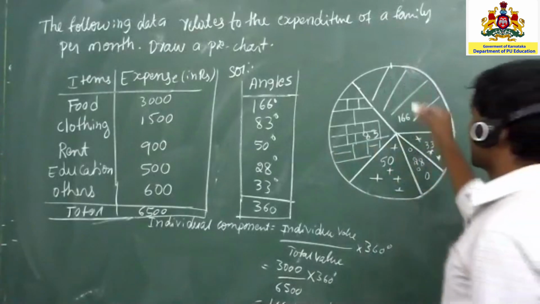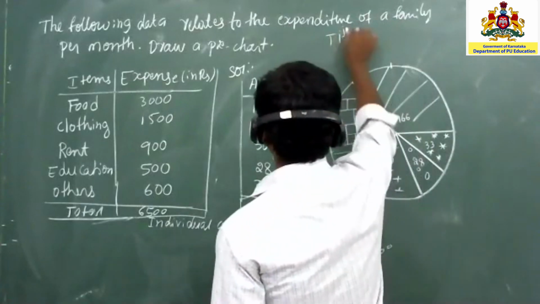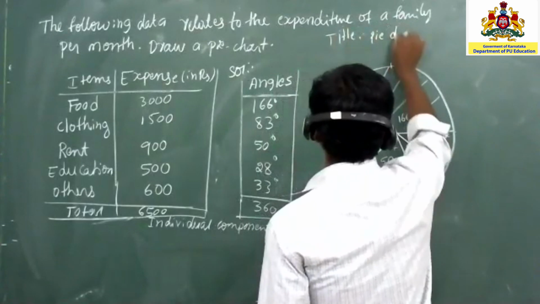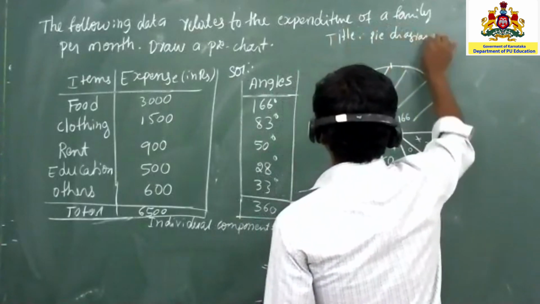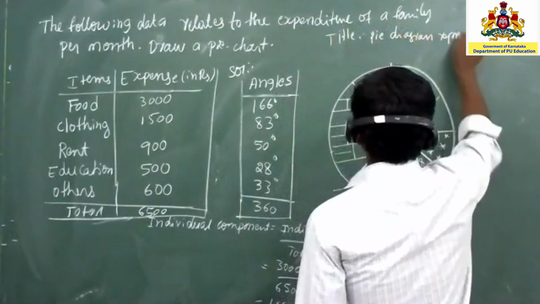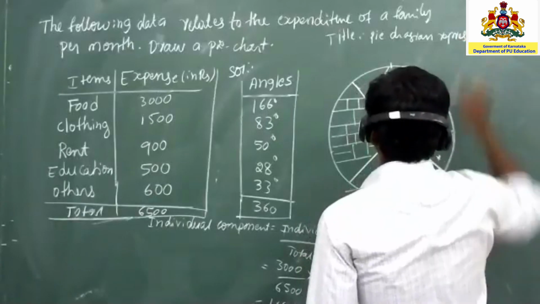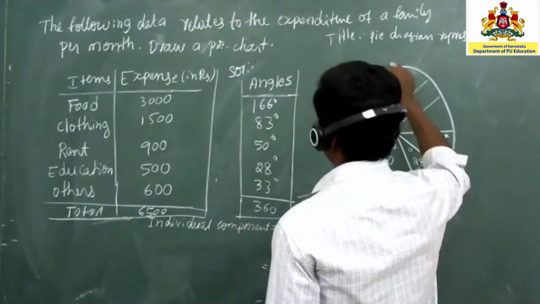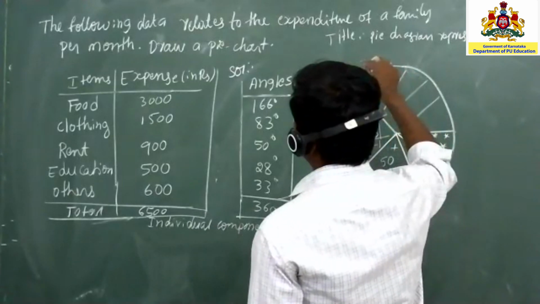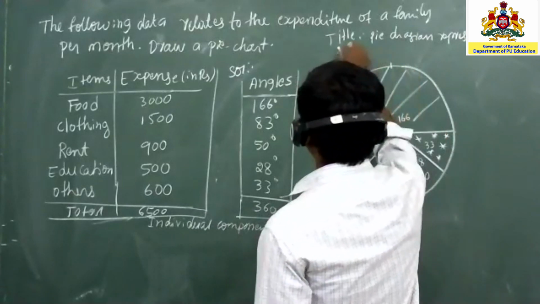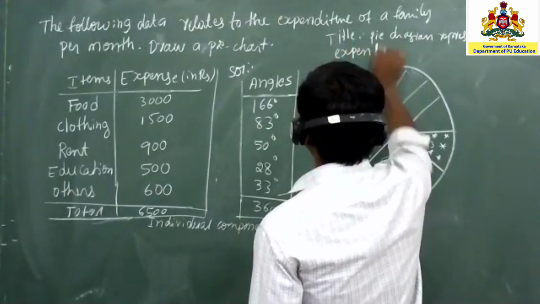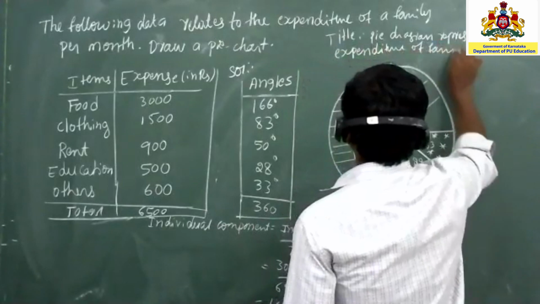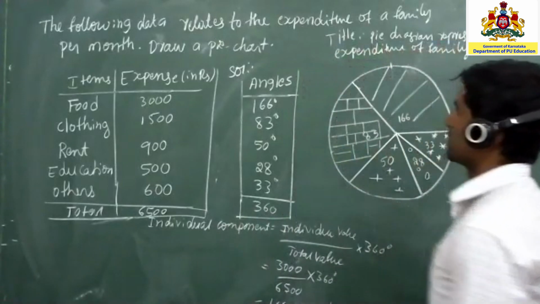And similarly, title the pie diagram. The pie diagram represents what? The pie diagram represents the expenditure of a family. Right.